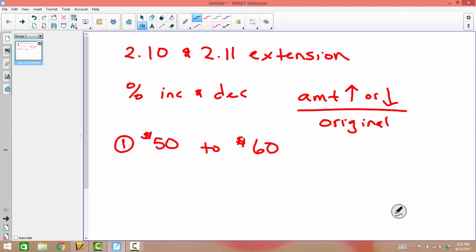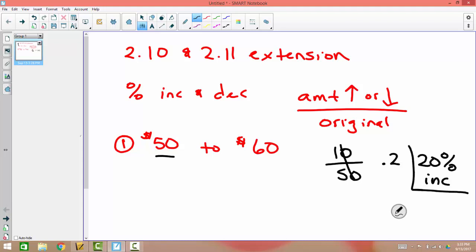So the amount it went up is 10 and the original amount is 50. So you would just do 10 divided by 50, which you don't even need a calculator for, because you could reduce that, and then 1 over 5 is 0.2. So that is a 20% increase. It is as simple as that. So we'll do one more.